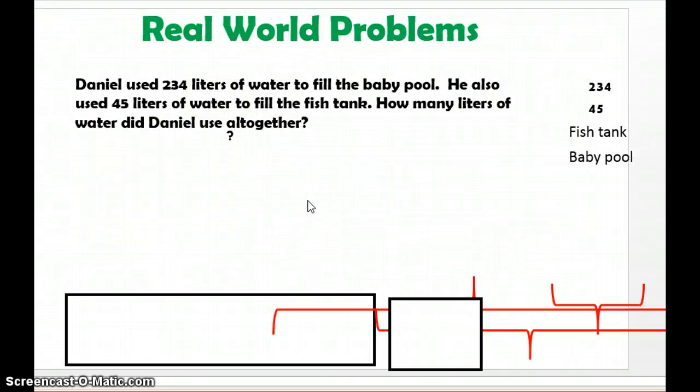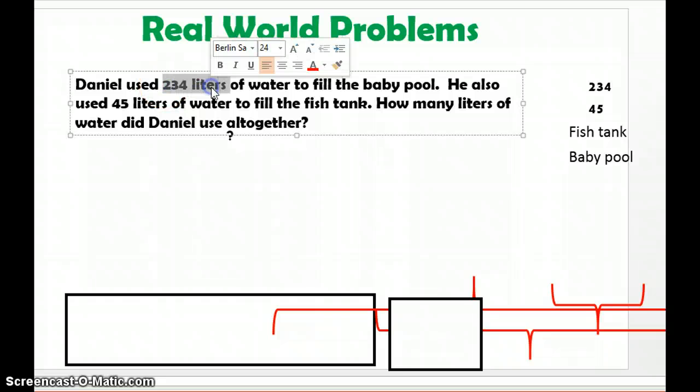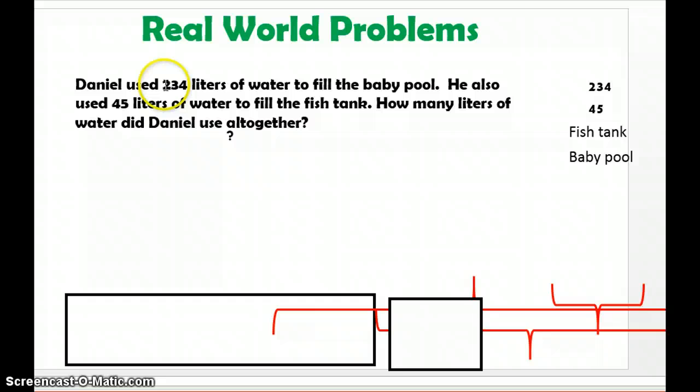All right, so let's reread this real-world problem. Daniel used 234 liters of water to fill the baby pool. This piece of information is important to us. I'm going to try to highlight that, but I can't find the highlighter. Never mind. This is important to us, so let's remember that. I can underline it. There we go. And let's keep reading.